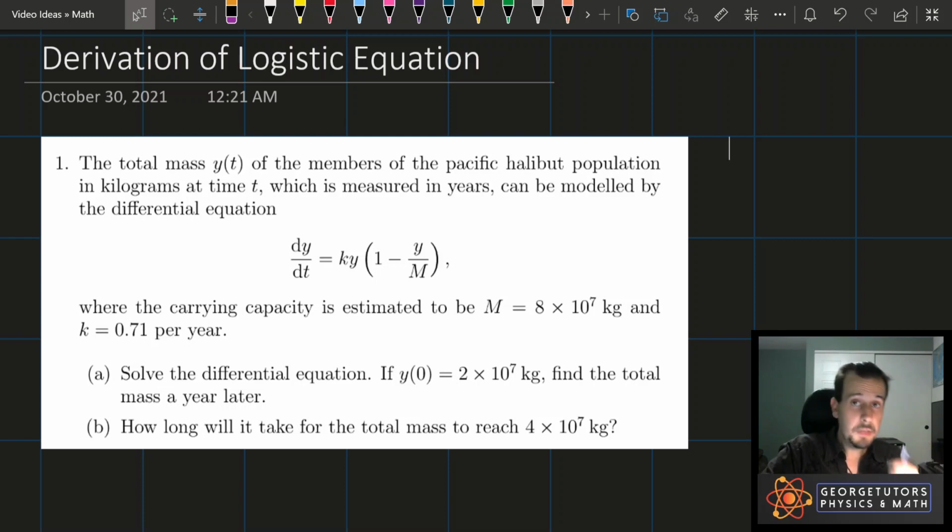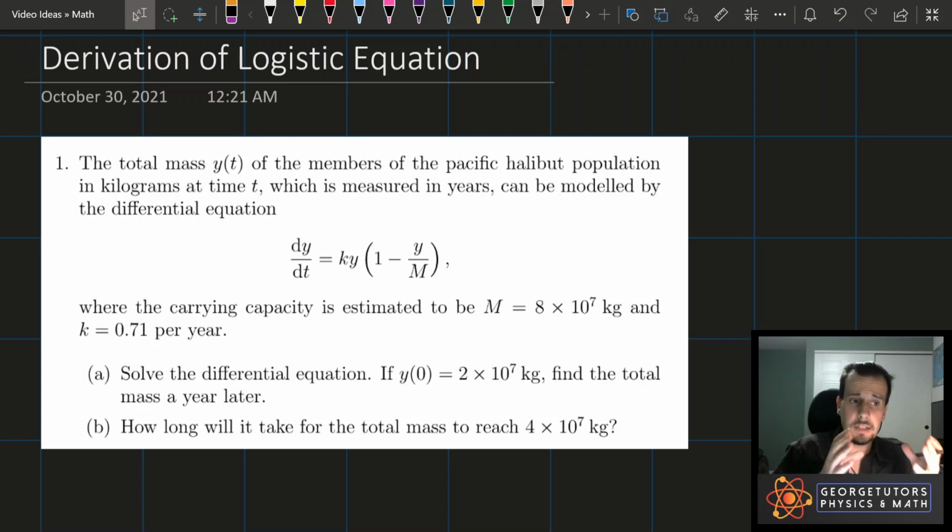Welcome! In this video, I am going to be discussing the derivation of the solution to the logistic equation. The logistic equation is an equation describing basically the evolution of a population under some kind of restriction.